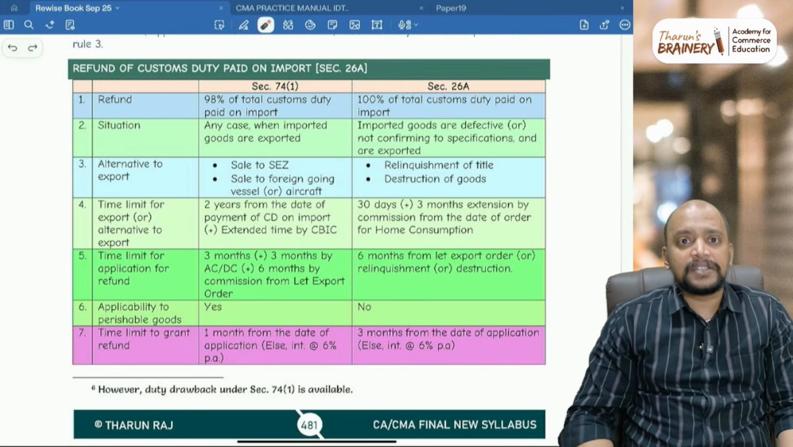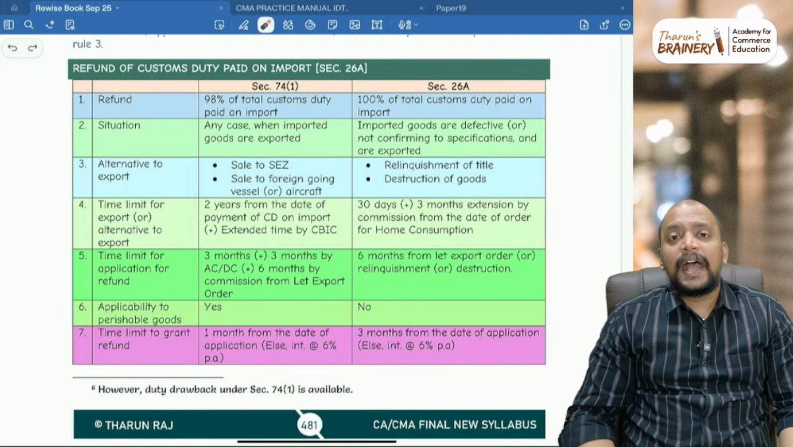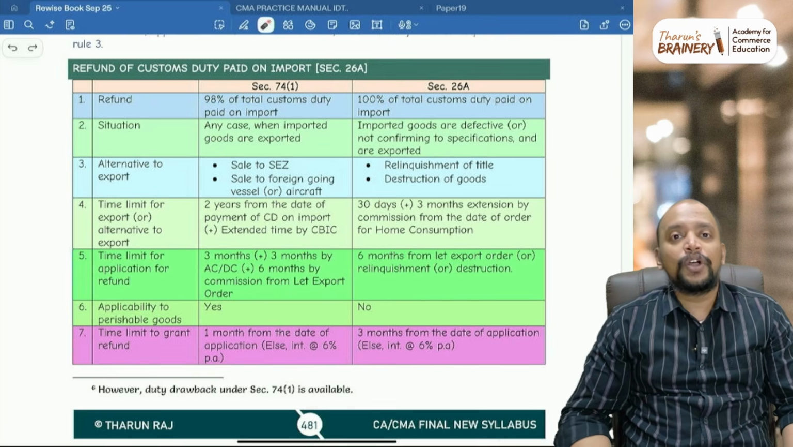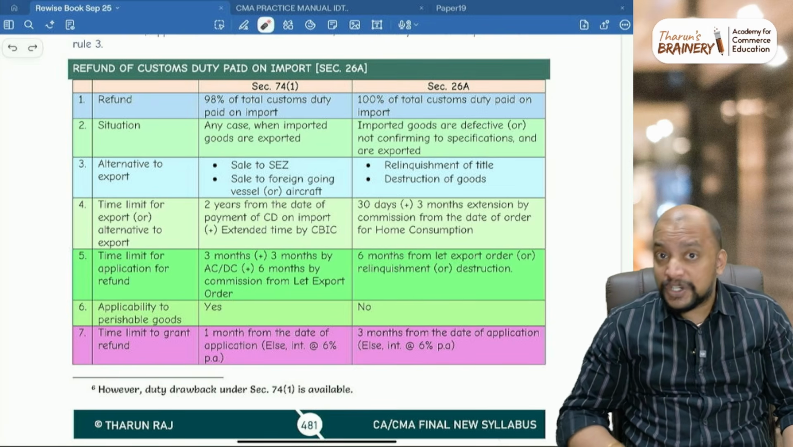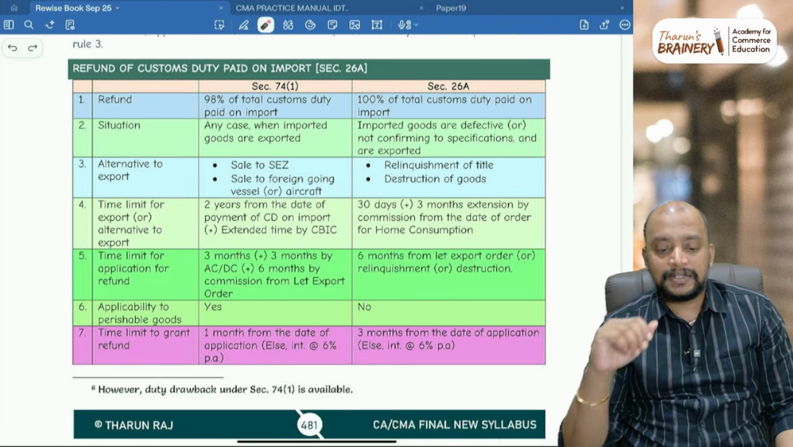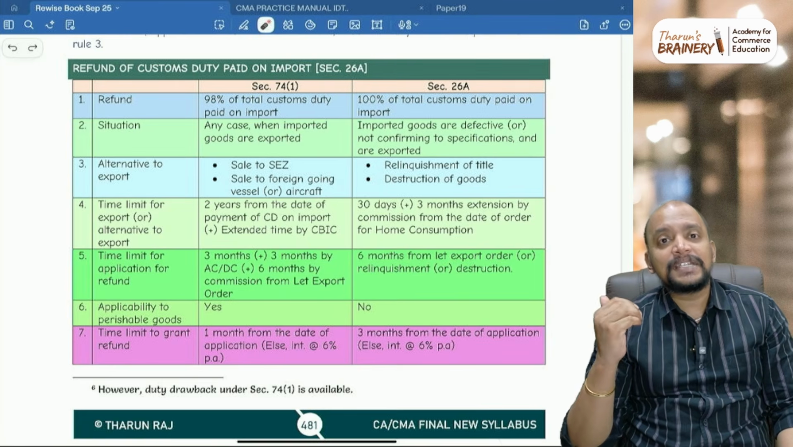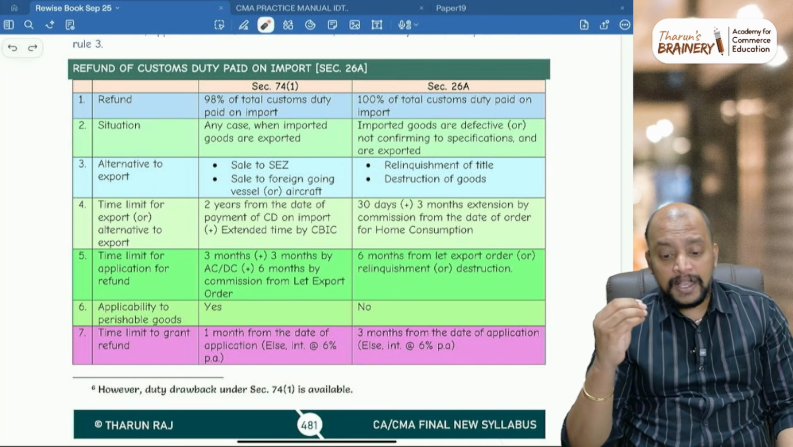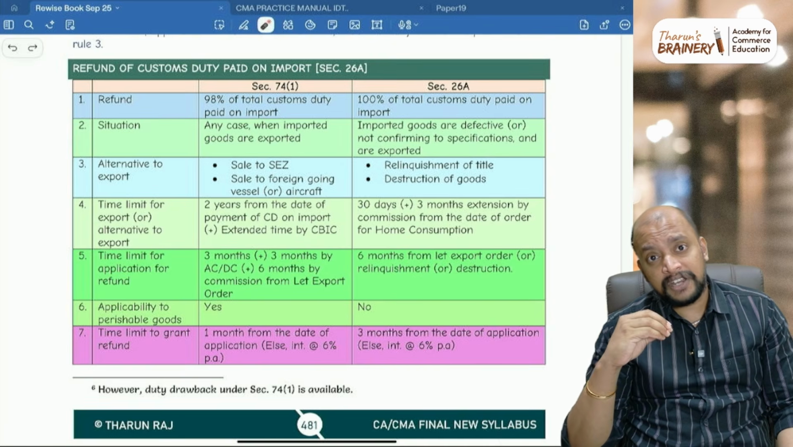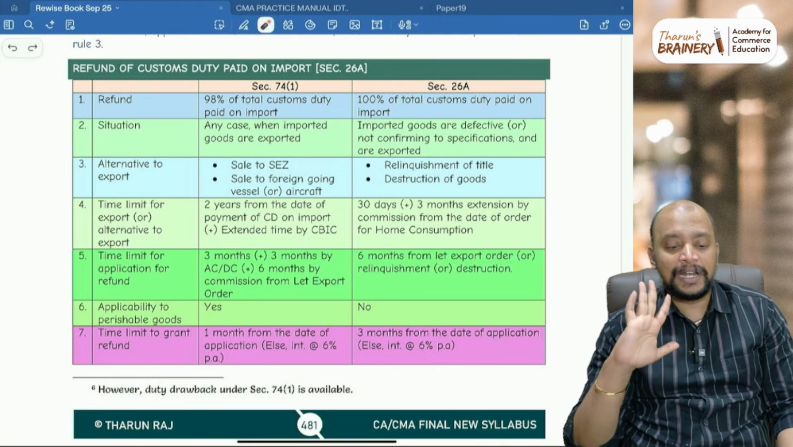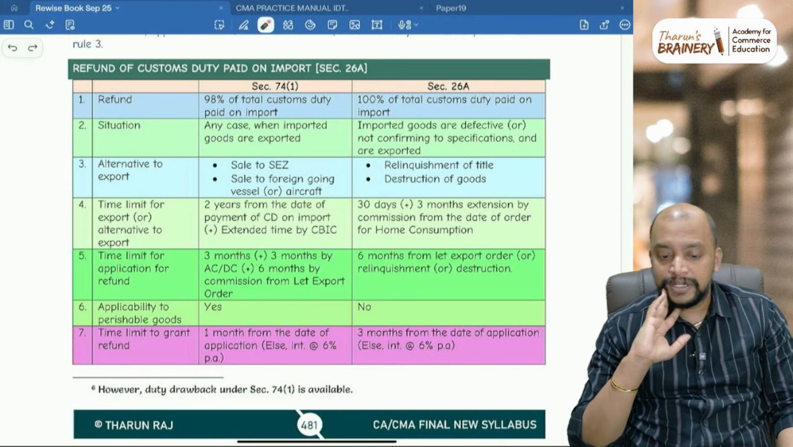So what is the difference? Why such a difference? And we need to understand the difference in conditions so that you will know whether it is beneficial to go for 26A or 74-1. See that. Under 74-1, how much duty drawback will you get? 98% of total customs duty paid on import. But under 26A, how much will you get as refund? 100% of total customs duty paid on import you will get as refund.